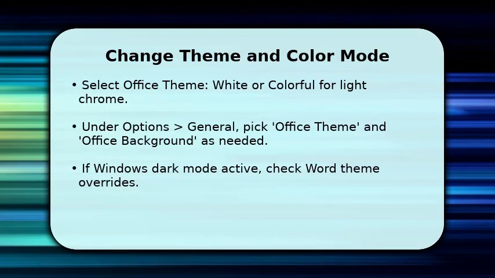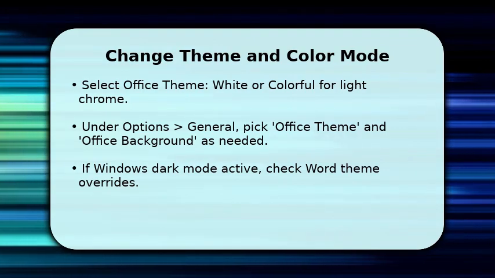Now change the actual theme. From Account or Options, General select Office theme and choose white or colorful for a light interface. Also set Office background to none or a light option so the ribbon and borders stay bright.